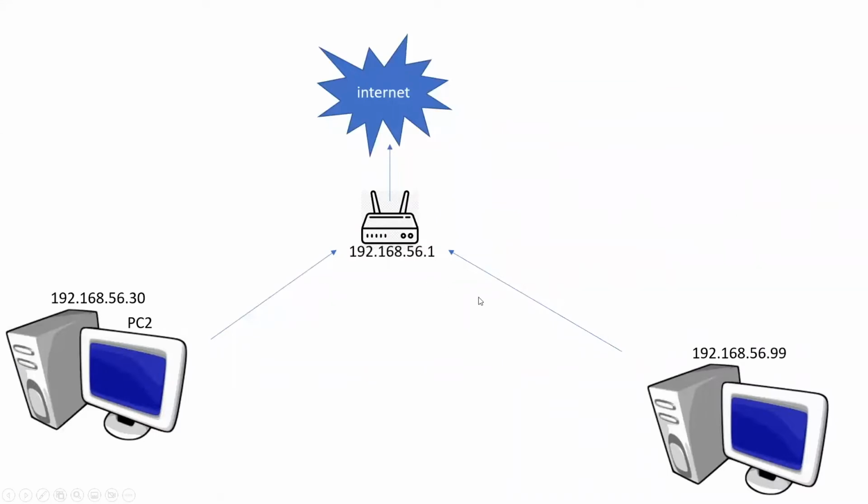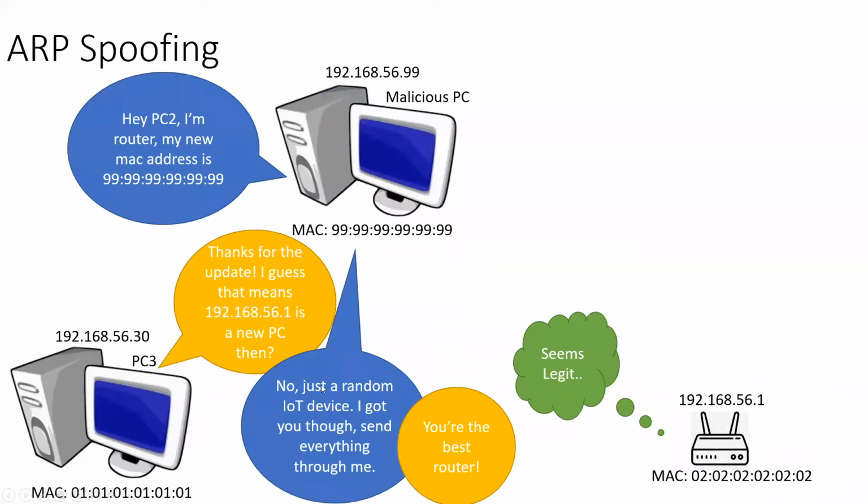When we're talking about the internet functioning in this way, PC2 over here, which is on 192.168.56.30, talks to the router, and the router gives it internet access. And our malicious PC over here at 99, it's doing the same thing. But if we decide to provide a spoof, then our malicious PC can tell PC2, I'm the new router, and here's my new MAC address. And because of an intrinsic trust system, it says, thanks for the update. I guess it means that 192.168.56.1 is new PC then. And of course, our malicious PC can say, well, yeah, sure, whatever. And the PC3 is going, you know what? That's great.